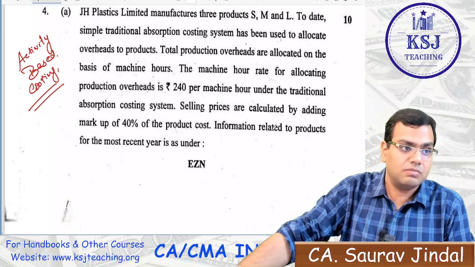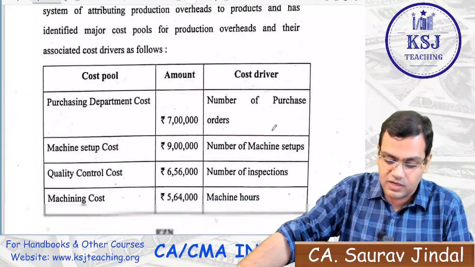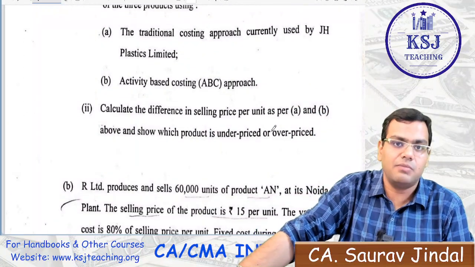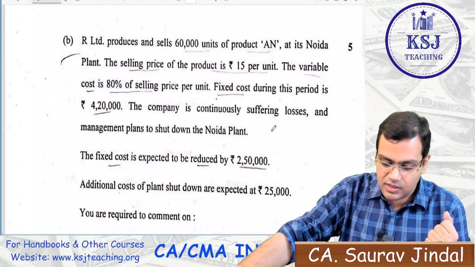I would say this particular question requires more marks than 10 marks, right? If you are asking for both the methods and the difference in selling price, this can't be for 10 marks. It is beyond that.